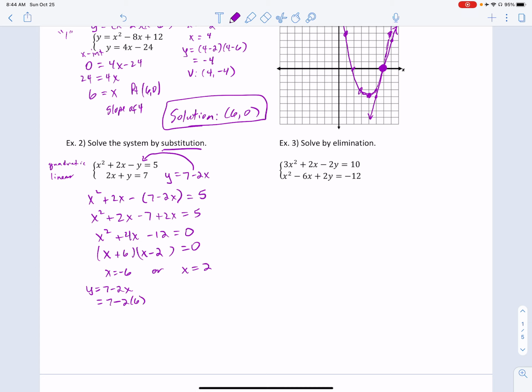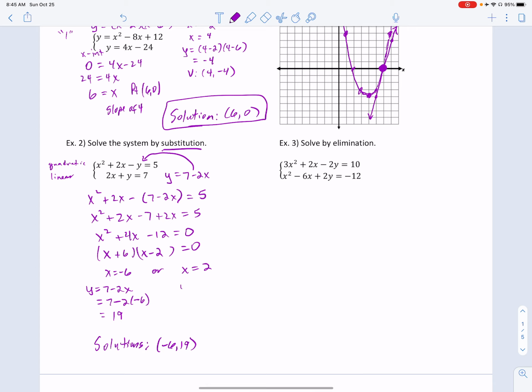Notice the communication, how I'm working down the page. I have equal signs. I have full complete expressions. And 7 minus, or plus, that's a -6. There we go. So 7 plus 12 is 19. So one of the solutions is that ordered pair, -6, 19.